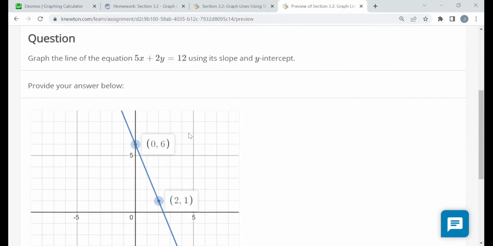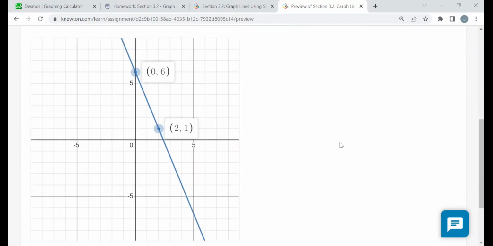When x is 2 and y is 1, you'd have 10 plus 2 equals 12. That would make the equation a true statement. So it is a solution. And then all the other solutions are on the same line with these two. Right?